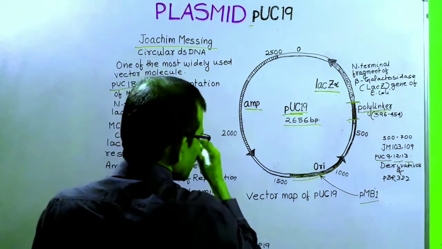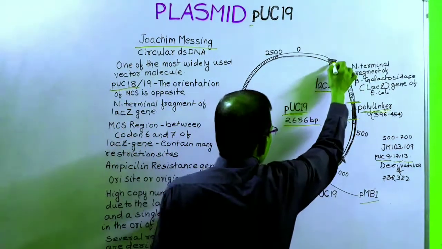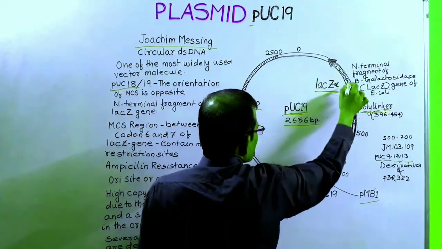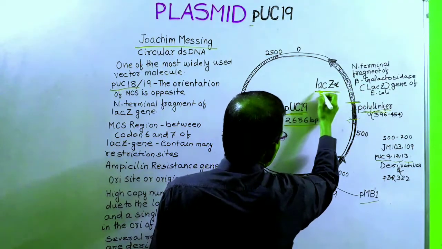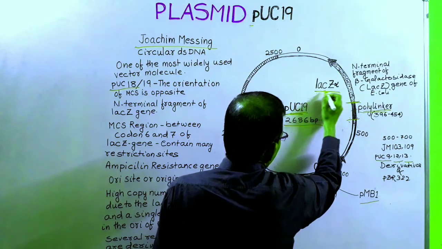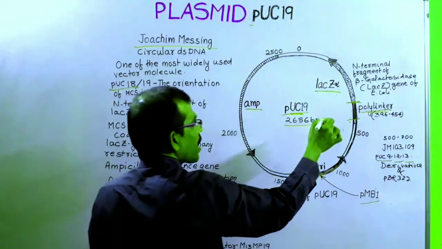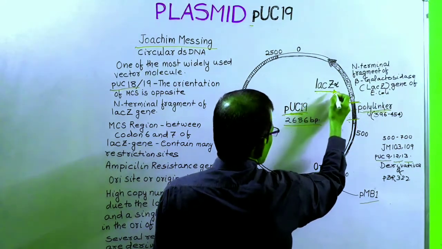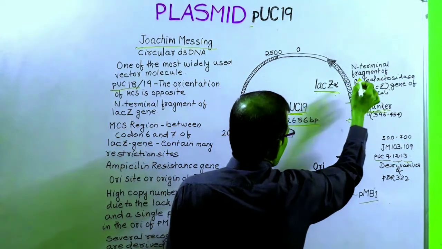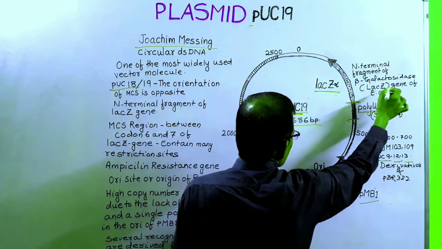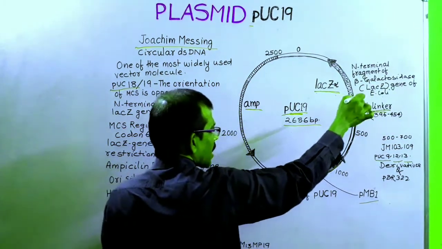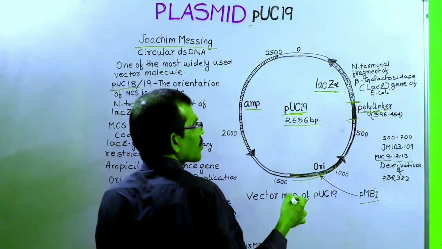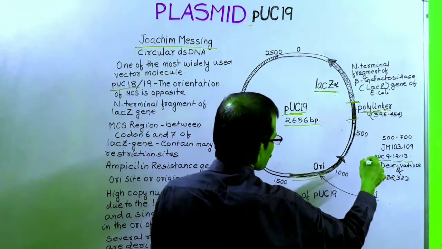In addition to this, pUC19 also contains a scorable marker. The scorable marker is the lacZ-alpha gene. This lacZ-alpha gene is a part of the lacZ gene of E. coli, and it encodes the N-terminal fragment of beta-galactosidase. Beta-galactosidase is an enzyme that catalyzes the breakdown of lactose to glucose and galactose.